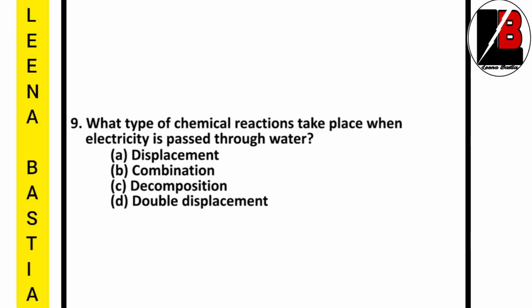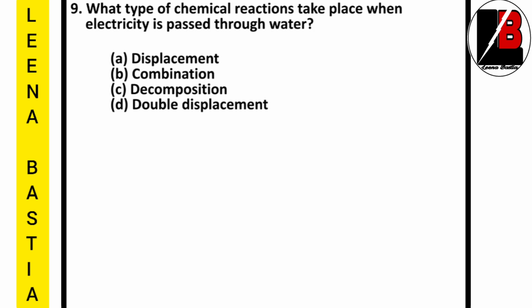Right. Next question. What type of chemical reaction takes place when electricity is passed through water? So the reaction name you have to give here when electricity is passed through water. Option A is saying displacement reaction, B is saying combination reaction, C is decomposition, and D is saying double displacement reaction. Which will be correct? The answer is decomposition reaction.